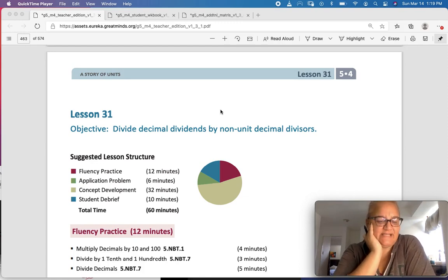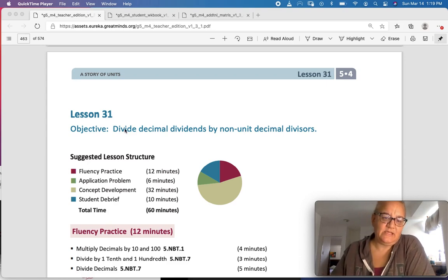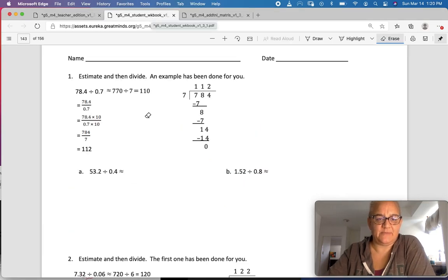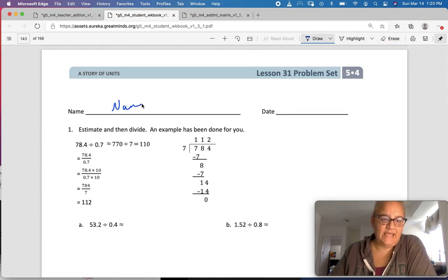Our objective today is to divide decimal dividends by non-unit decimal divisors. Okay, so we're just going to divide decimals today, and we're going to do a little bit of estimation. So let's go to the Learn book, and please write your name on the page. This is Lesson 31 problem set. And they've given us an example. First thing we're going to do is estimate and then divide.